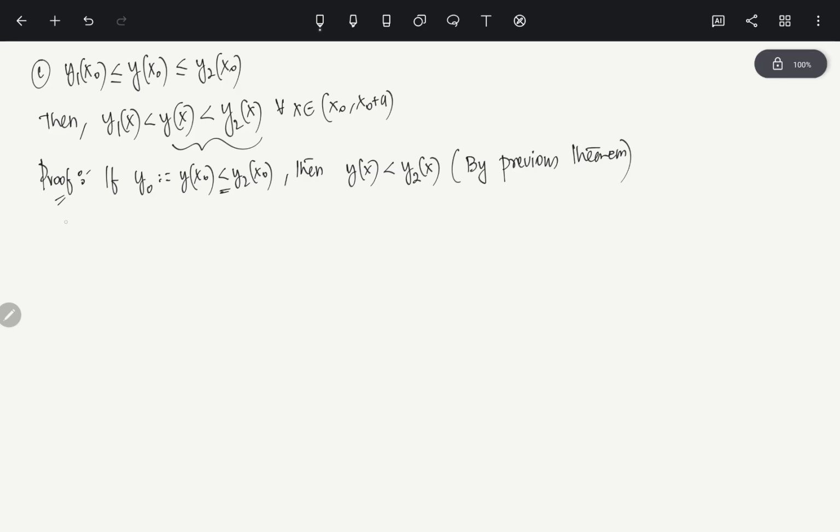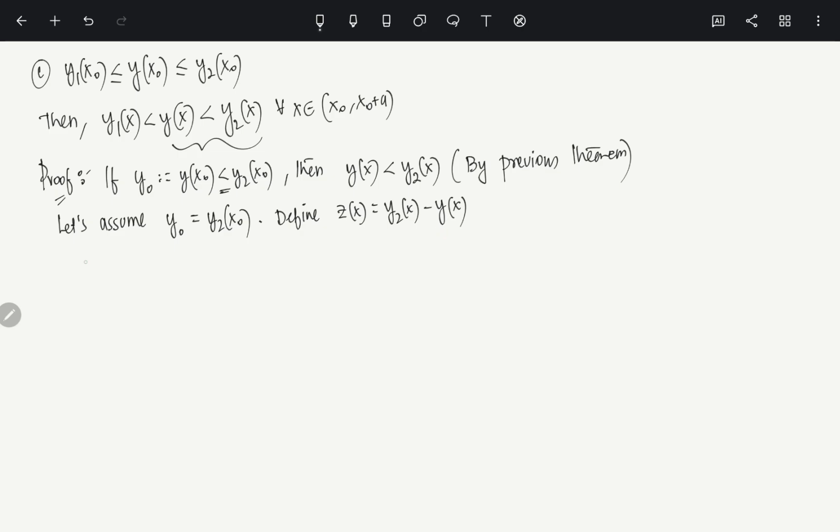Now let's say that they are the same, then what happens? Let's assume y naught is equal to y2 at the point x naught. Okay, so then what I will do is define z of x, which is y2 of x minus y of x.